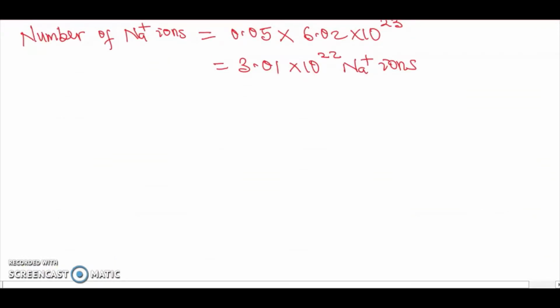Number of moles of sulfur then. Number of moles of sulfur is equal to 1.8 grams divided by 32. 32 is the molar mass of sulfur. That gives us 0.056 mole.